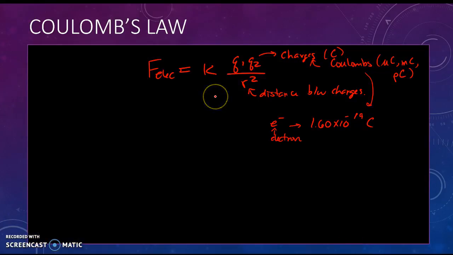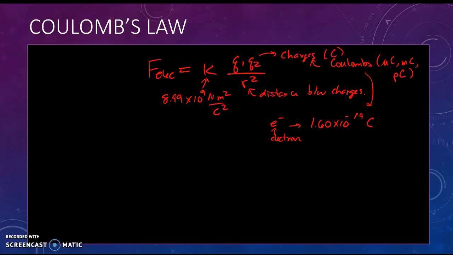So we have this constant here, and this has a value of 8.99 times 10 to the 9th, and the units have to work out. So this will be newton meter squared divided by coulomb squared. So this is Coulomb's constant. Okay, 8.99 times 10 to the 9th.